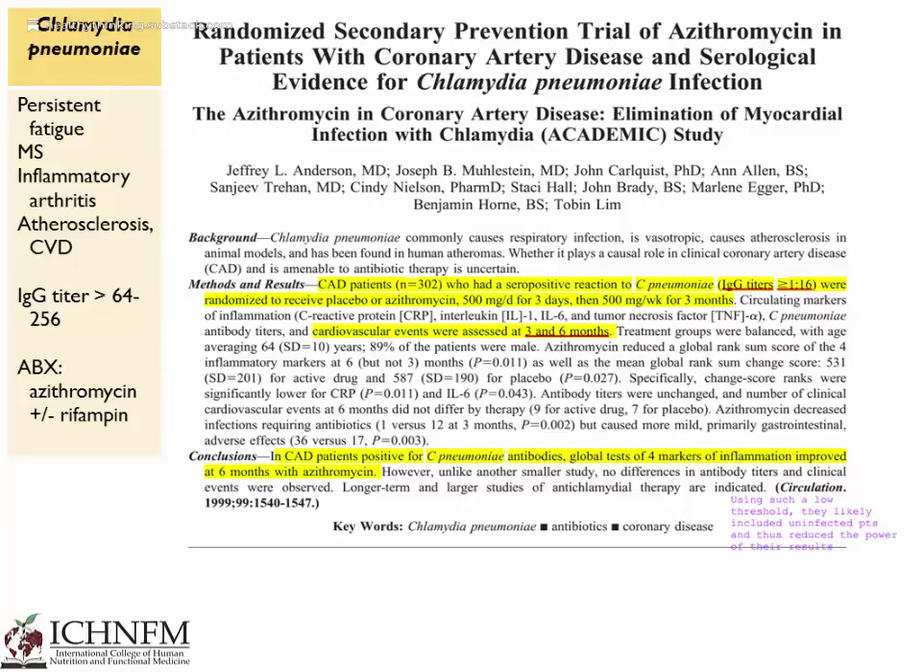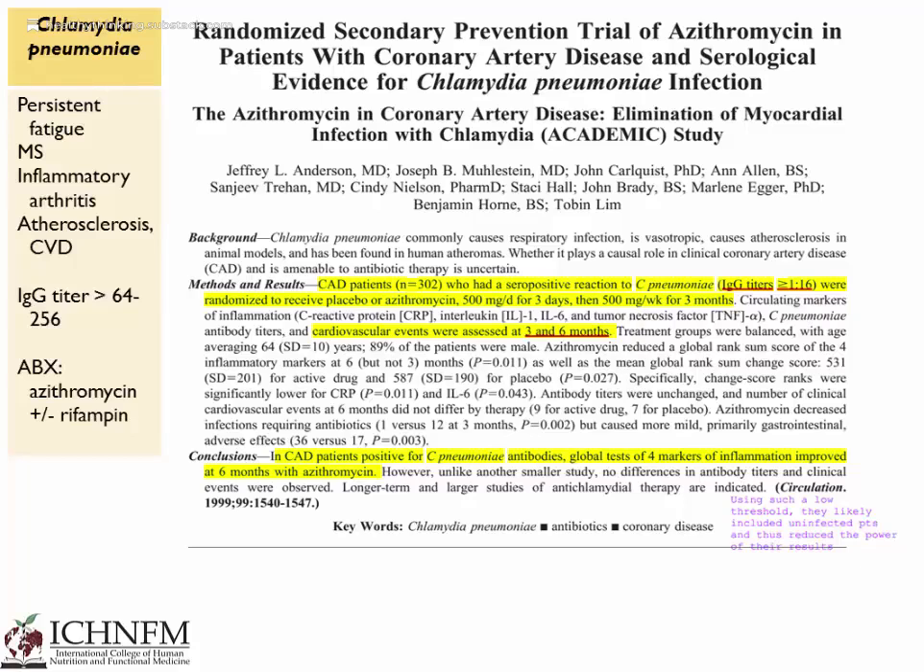But nonetheless, they treated patients in this study with azithromycin 500 milligrams per day for 3 days, then 500 milligrams per week for 3 months. Conclusion of the study: in coronary artery disease patients positive for Chlamydia pneumoniae antibodies, global tests of 4 markers of inflammation improved at 6 months of azithromycin treatment. So even with a, in my opinion, underpowered or weak study design, they still produced clinically actionable data and found some clinically significant results. So let's look at the bottom of the abstract and focus in on the conclusions.